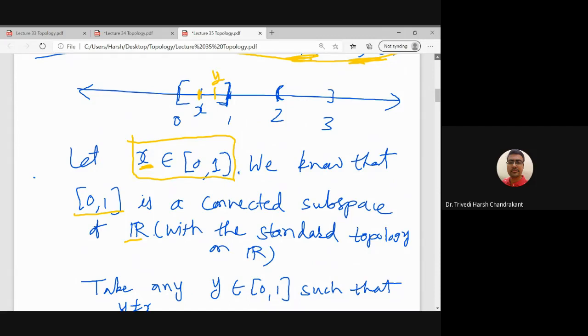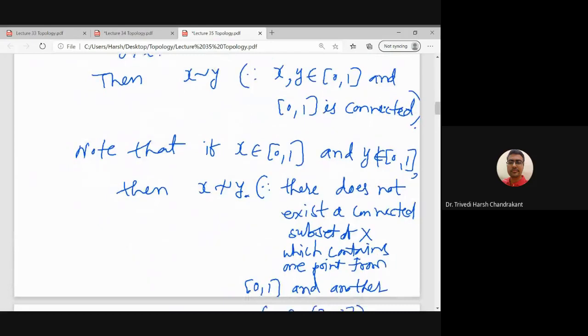So why does it not exist? Because if such a set exists, then it is a connected subset of capital X, and we know that capital X has a separation U1 and U2, where U1 is the closed interval [0,1] and U2 is the interval (2,3]. So let us see what the argument is.